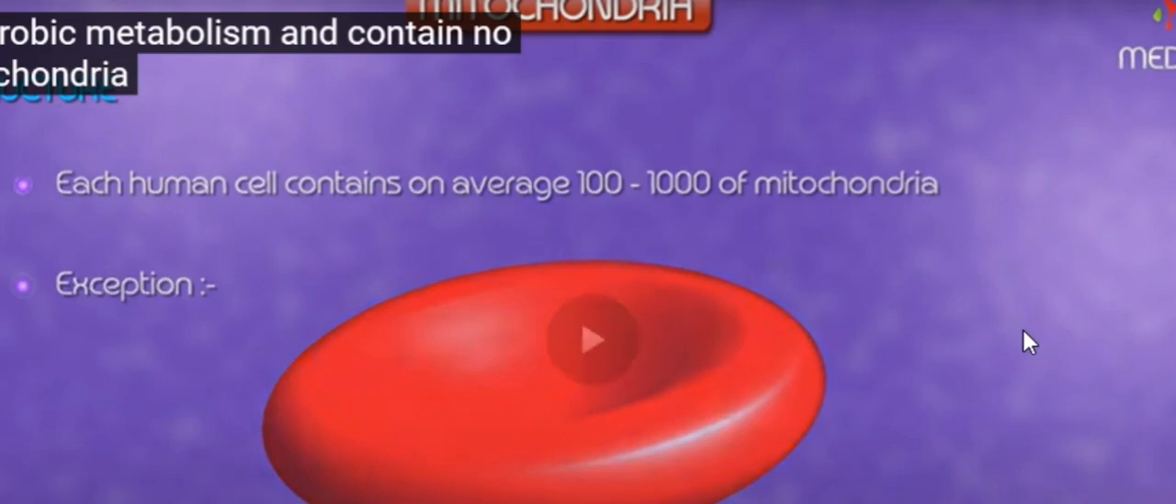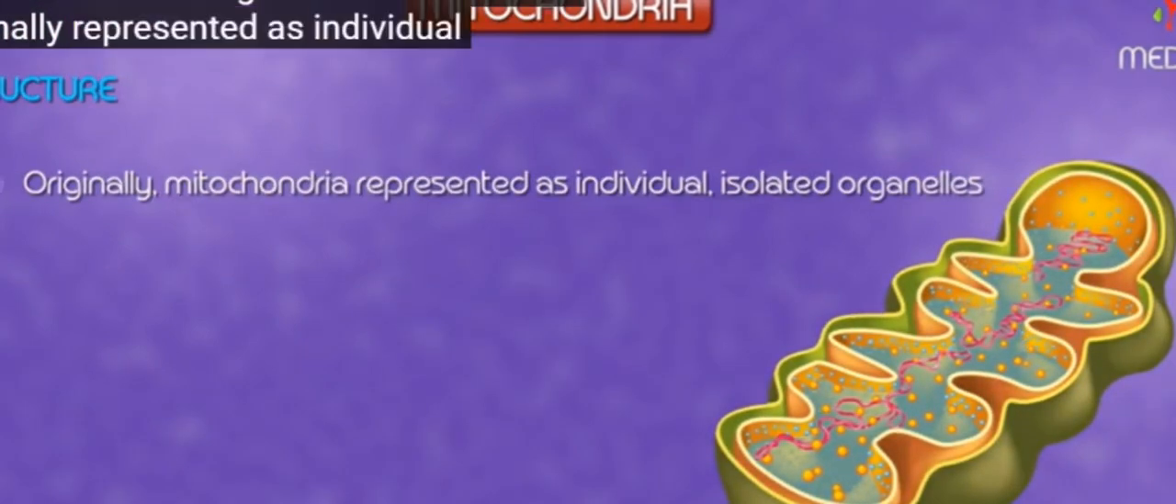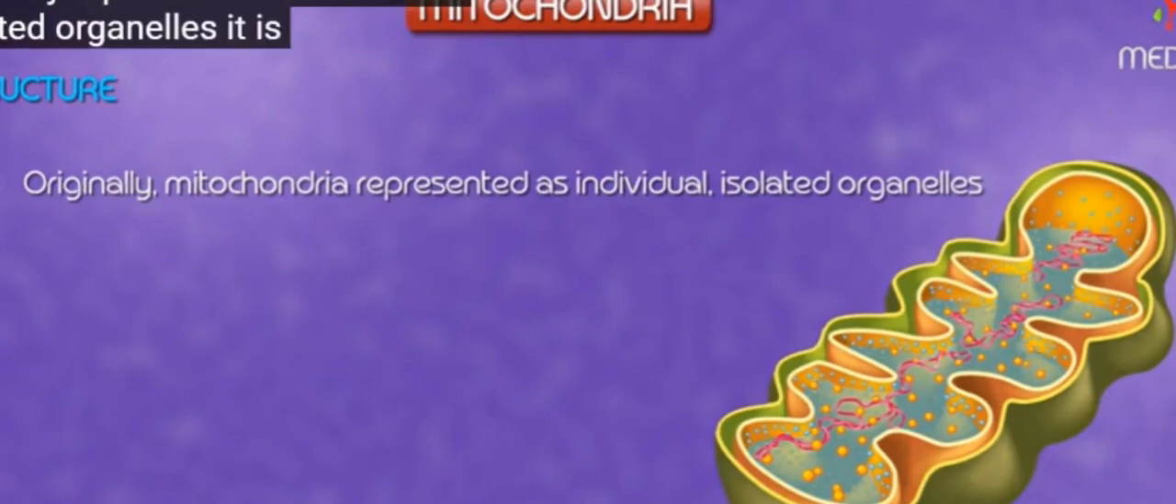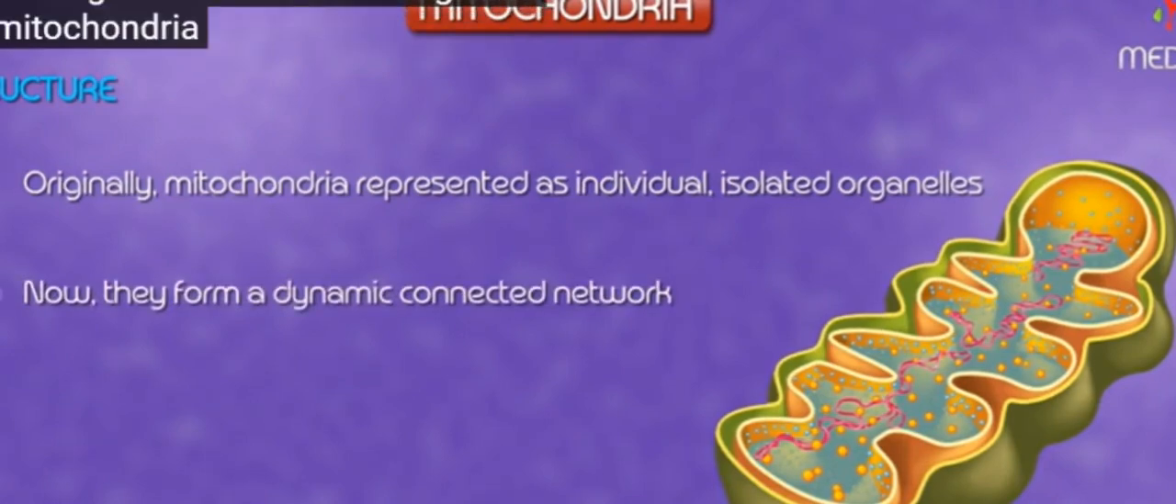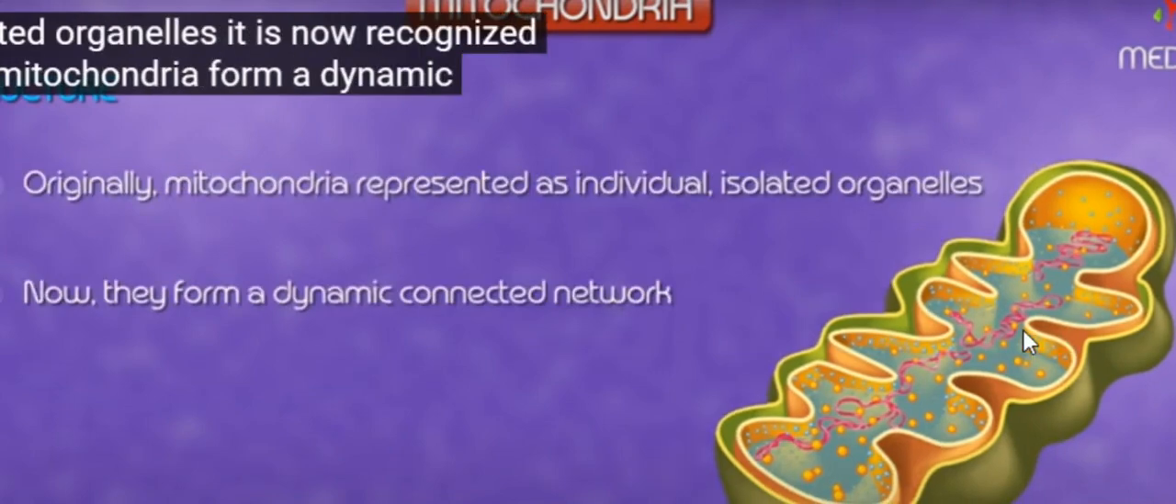Now look here. Although mitochondria were originally represented as individual isolated organelles, it is now recognized that mitochondria form a dynamic connected network, also called a reticulum or syncytium. You can see here that the mitochondrion is a double membrane bounded structure.